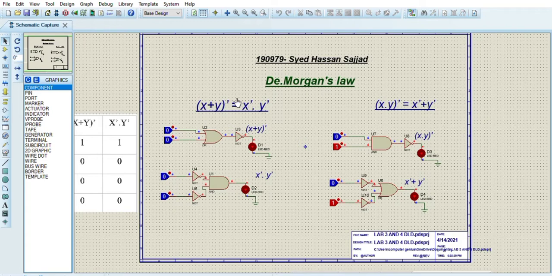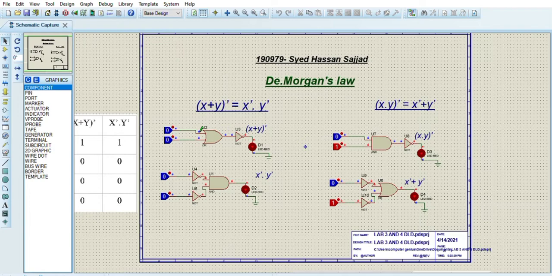It states that the sum of the two input values, and by taking its inverse, will be equal to the product of the opposite values. Similarly, if we take the product and then take its inverse, then this will be equal to x inverse plus y inverse. Here the plus sign indicates that it is an OR gate, and the dot sign, which is generally the multiplication sign, indicates that it is an AND gate.